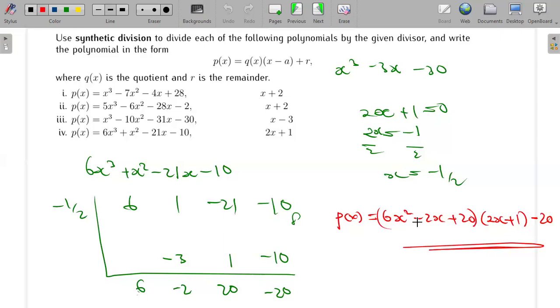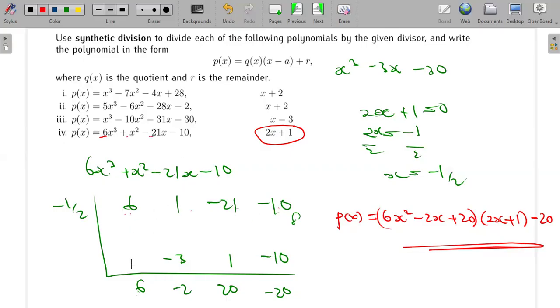Can you repeat the last question there? I didn't understand. Right. So what I said is when you have this part here, that is whatever you're dividing by. When using synthetic division, you equate whatever you have here to 0, such that you get the value of x that you're dividing by. When we equated, we found this to be negative half. So we put negative half here. Then you always put the coefficients: 6, 1, negative 21, and negative 10. These are the numbers you are seeing there.